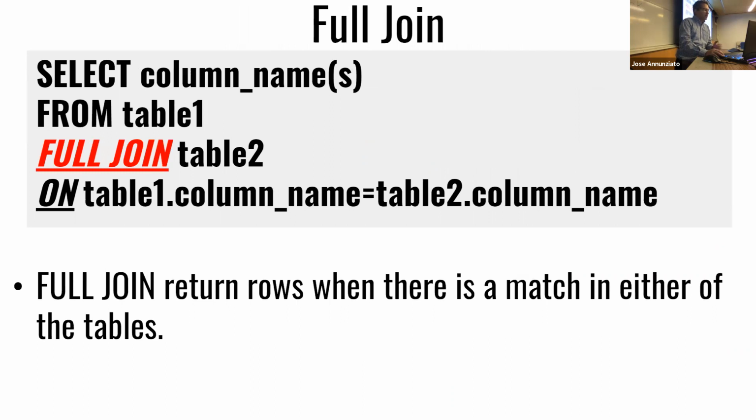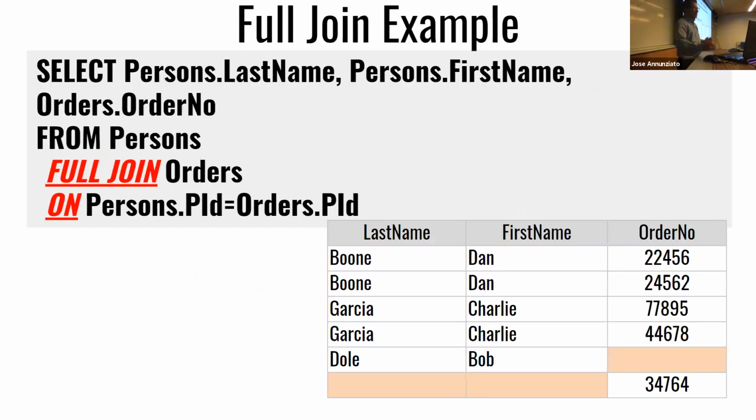And a full join, you want to retrieve from both of them. You retrieve all the records that have a match, and then the remaining records that are left out.